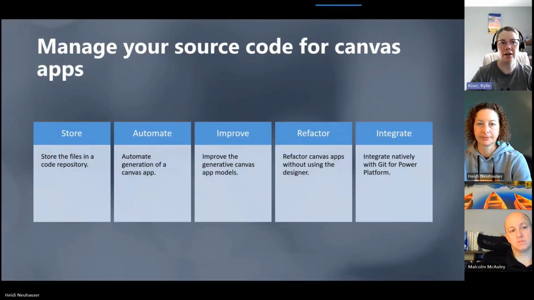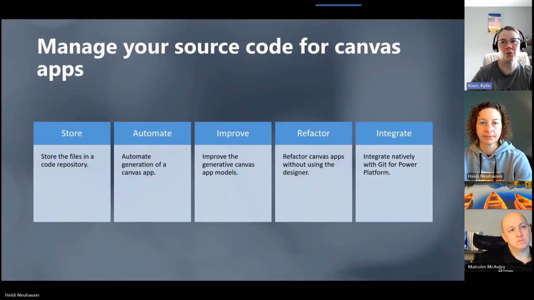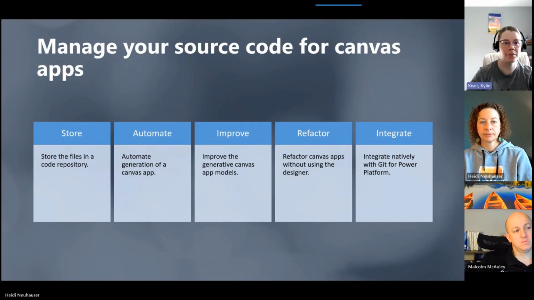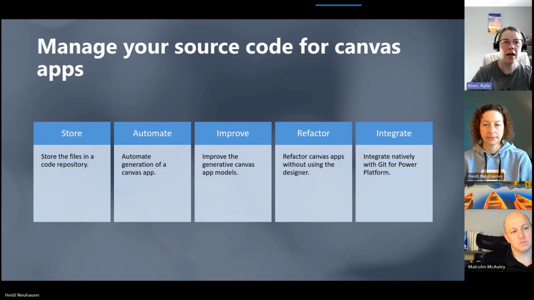And the other one I wanted to talk about was managing your source code for Canvas apps. The idea here is we want to be able to view the underlying code to better understand the app functionality and manage in source control. So just helping us, again, to align with robust application lifecycle management practices and streamline the development process, improve quality, and support the app's growth.